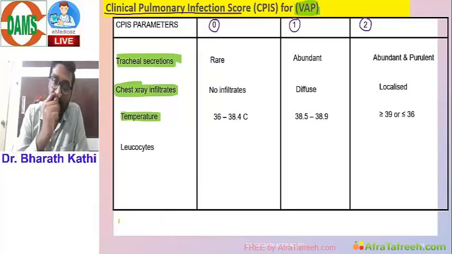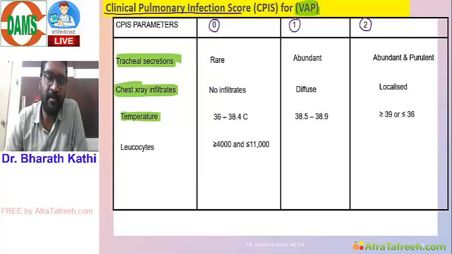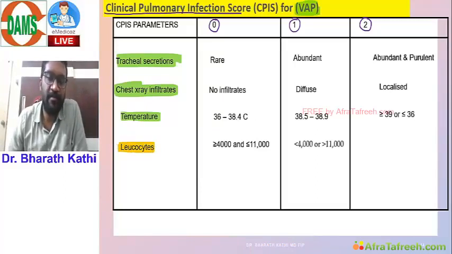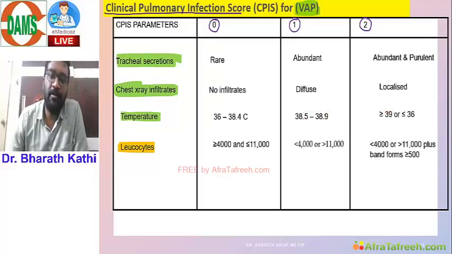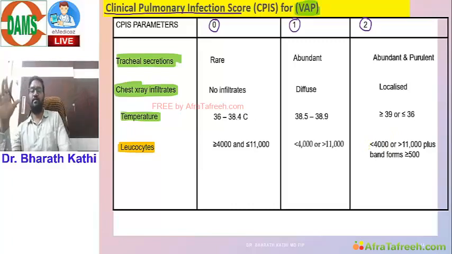Then coming to leukocytes. If the leukocyte count is normal, 4,000 to 11,000, no need to worry. If there is leukocytosis or leukopenia, less than 4,000 or more than 11,000, it is problematic. Then what is 2? Less than 4,000 or more than 11,000 with immature forms. Whenever there are immature forms, it always indicates there is a severe problem in your body.